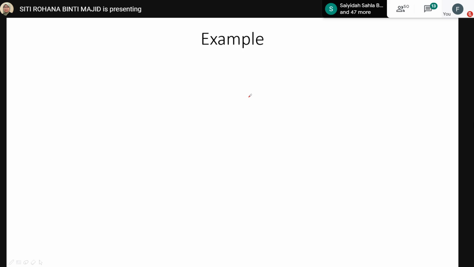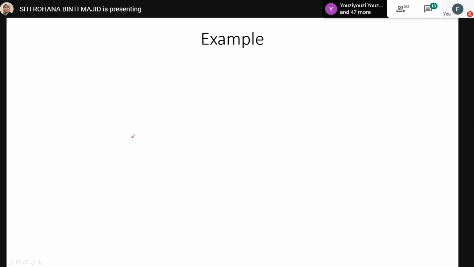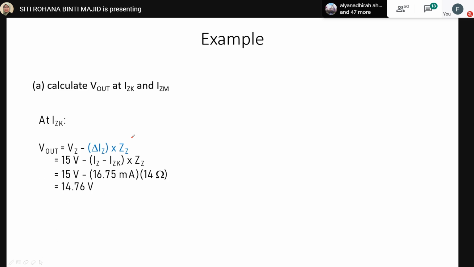Okay, so how to solve a problem? We use the same question, but the first part we want to calculate the V out at IZK. So if you refer to the diagram, V out we can measure at this particular point. So how can we know the value of a voltage at this point? When we set V out at a value of IZK, very simple.